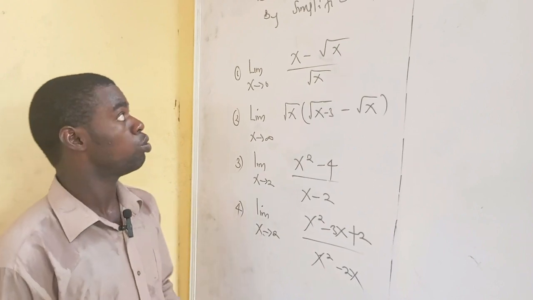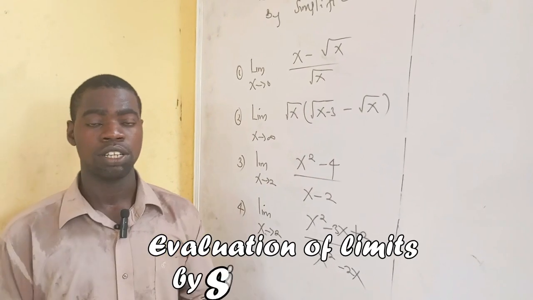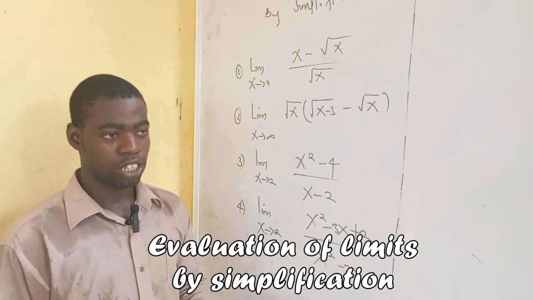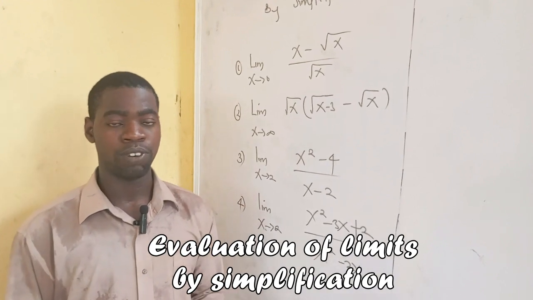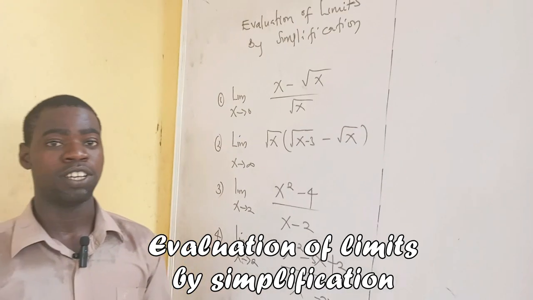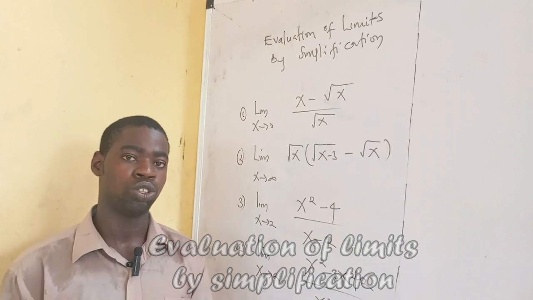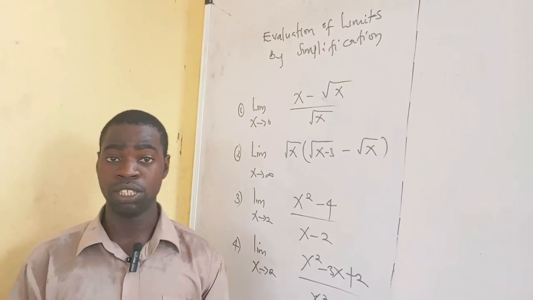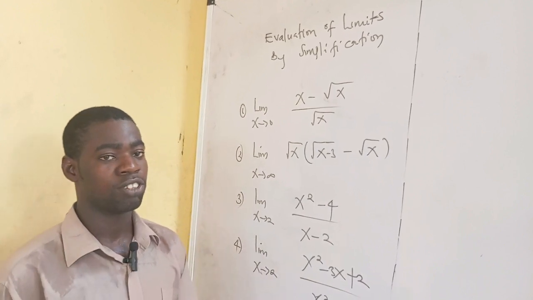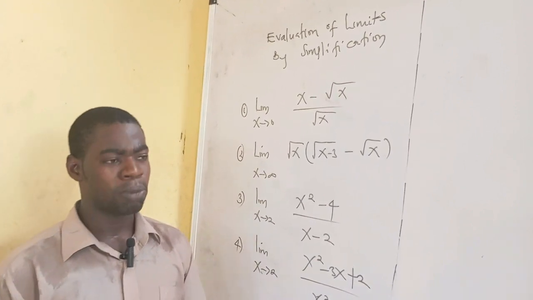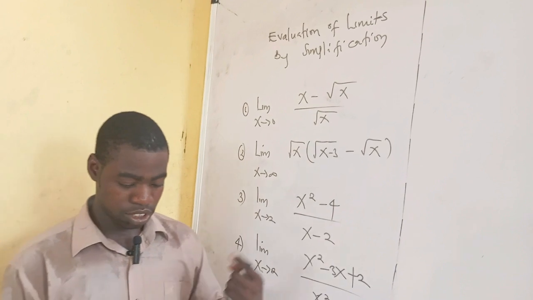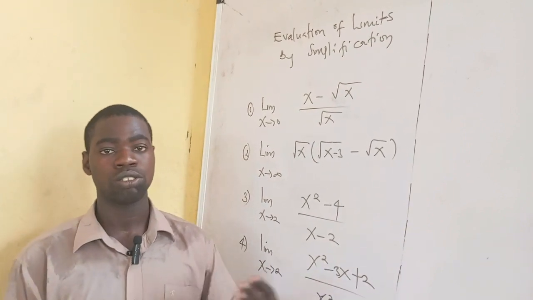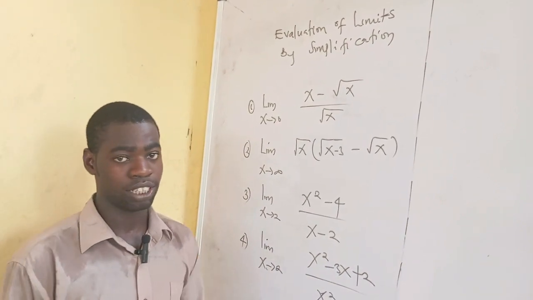So in today's video, we'll be looking at evaluation of limits by simplification. There are several methods of evaluating a limit. The very first is limit by substitution, where you just input the value which the limit approaches. After that is by simplification, and by simplification we mean either by factorization or by rationalization.